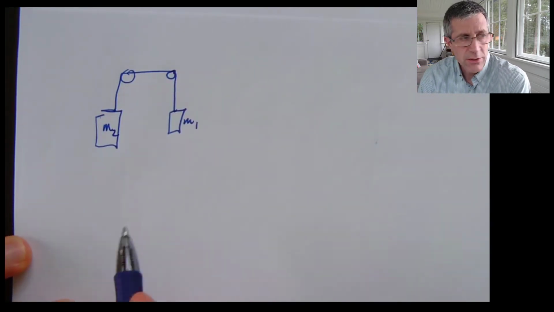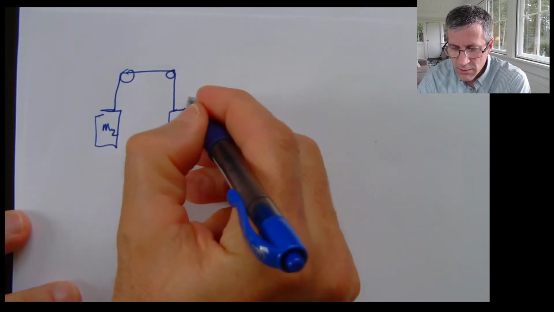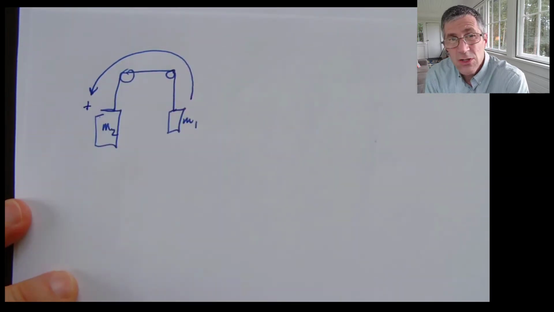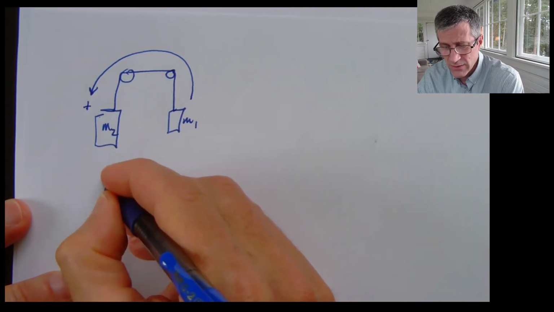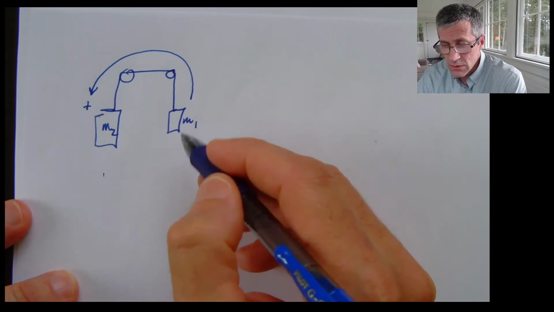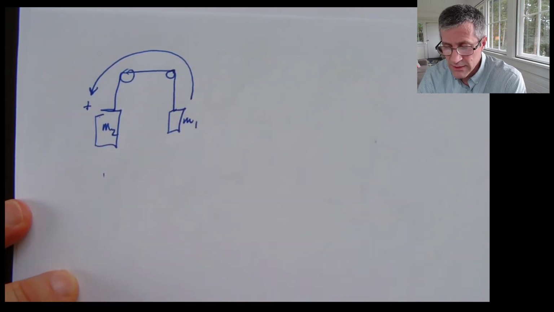Conceptually, I know that M2 is going to fall, so I'm going to make my direction of motion this way. I want to make anything in the direction of motion positive. So notice what happens here: gravity is positive in this direction, but on M1, gravity is going to be negative, and this is the key to the whole thing. So I'm going to set my direction of motion as being positive, and I'm going to draw my three free body diagrams.